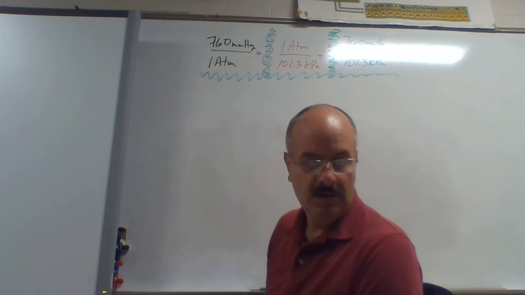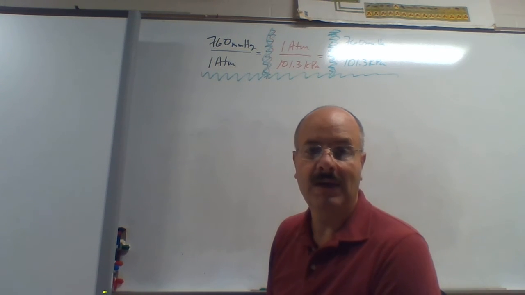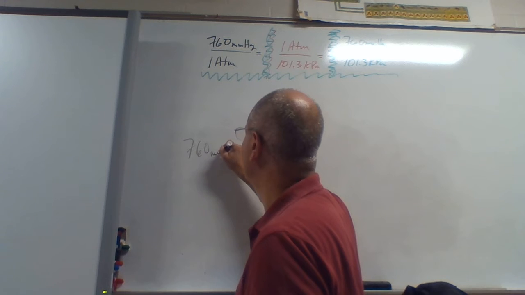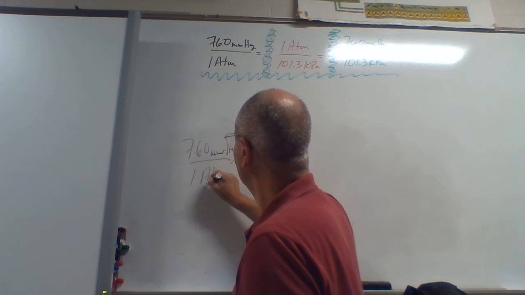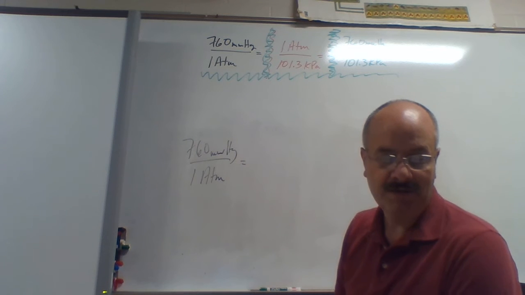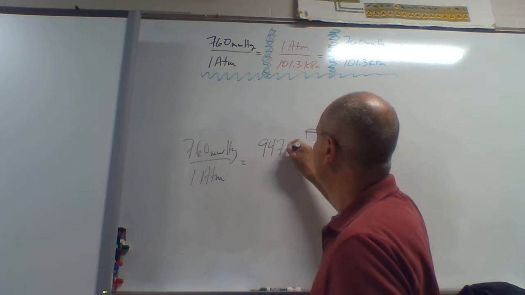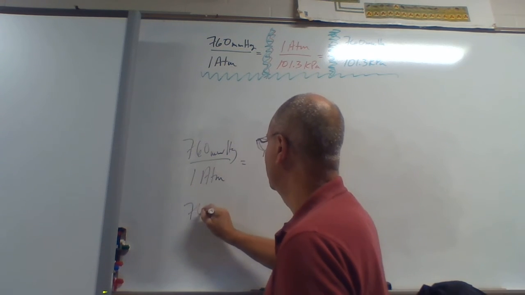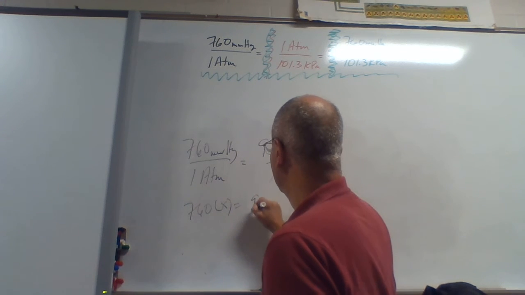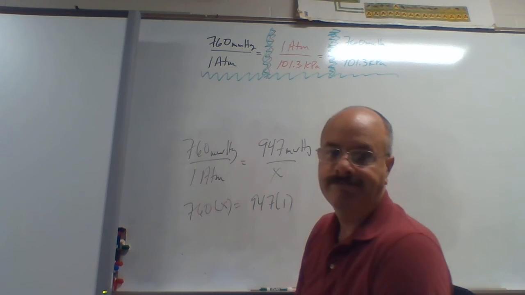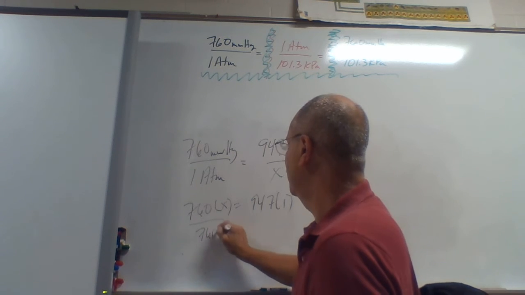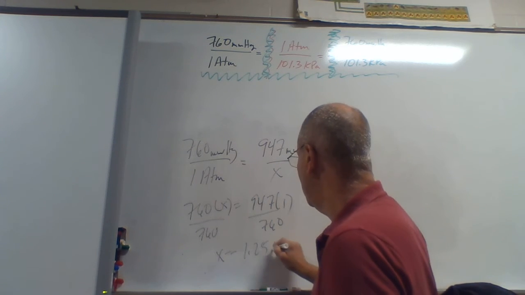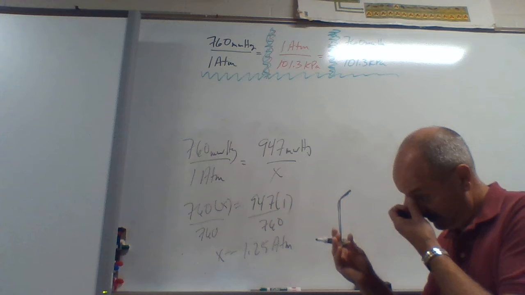All right, letter D, they gave us 947 millimeters of mercury, and we got to change it to ATMs. So we're going to use the black one up there. So we got 760 millimeters of mercury is 1 ATM. But I don't have 760, I got 947 millimeters of mercury. We're going to find X. So cross multiply, 760 times X equals 947 times 1. I gotta get X by itself, so divide by 760, divide by 760, and X ends up equaling 1.25 atmospheres.